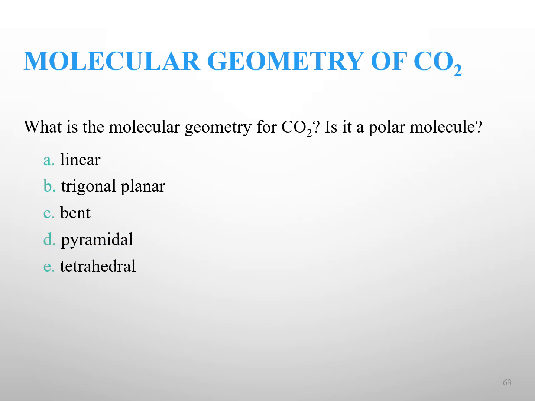So the next one is molecular geometry for CO2. Is it polar or non-polar? So let's draw CO2 out. C is 4 plus 2 times 6, so we get a total of 16 electrons. Okay, so we have to draw 16 electrons here. What you have to do is put the carbon in the middle, oxygen on the outside.